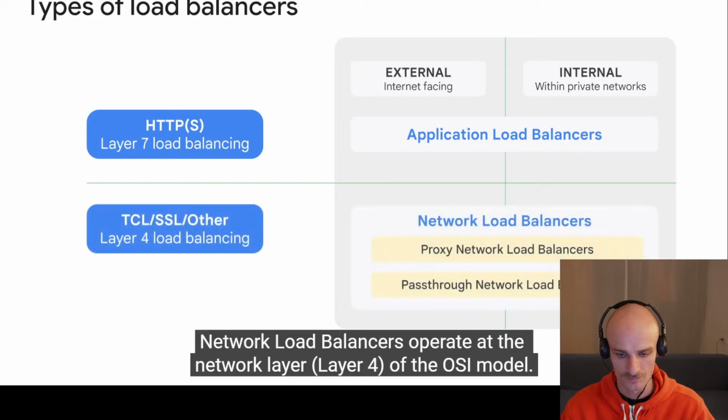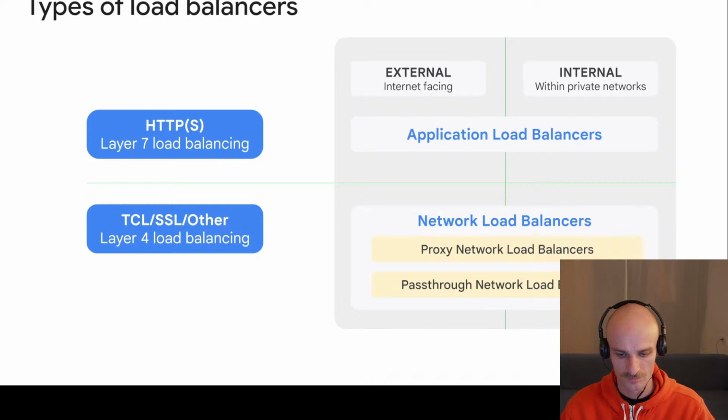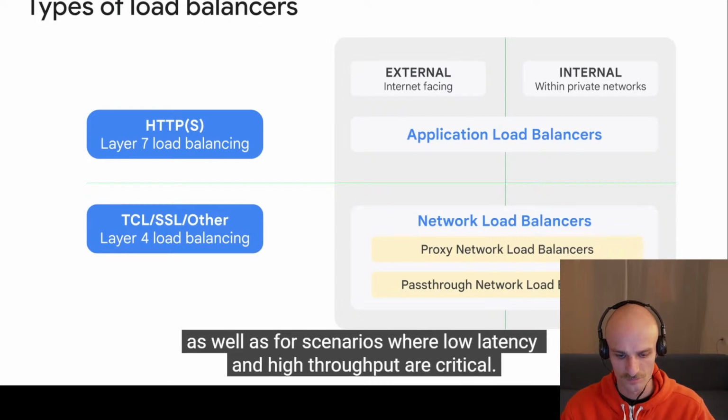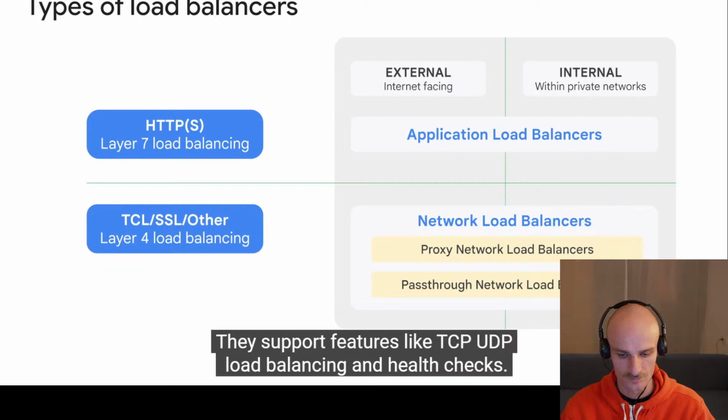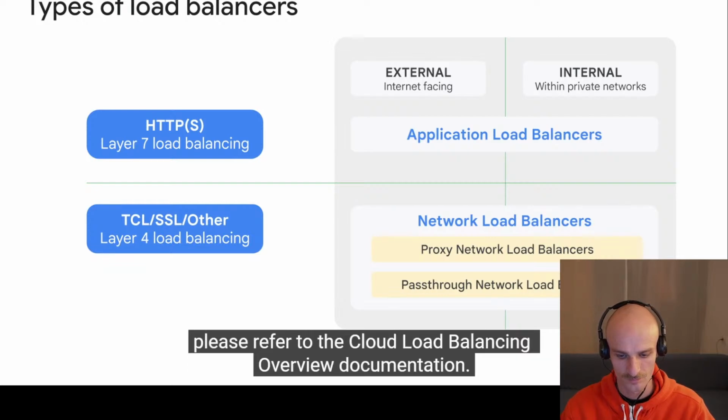Network load balancers operate at the network layer, layer 4 of the OSI model. They're suitable for load balancing based on IP addresses and ports. Network load balancers are often used for TCP and UDP traffic, as well as for scenarios where low latency and high throughput are critical. They support features like TCP/UDP load balancing and health checks. For more information on load balancers, please refer to the Cloud Load Balancing Overview documentation.